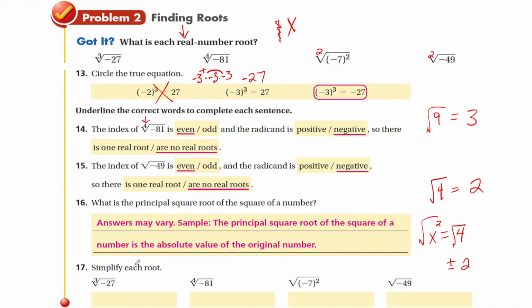All right? So let's simplify each root. The cube root of negative 27 will be negative 3, like we showed up here, because negative 3 times itself 3 times will give you negative 27. You have the fourth root of a negative 81, and since we're looking for the real solutions, we can actually just say no real roots. The square root of the negative 7 squared, that square will actually cancel out the square root, leaving us just with that negative 7, and the square root of a negative 49, very similar to that fourth root of negative 81, will have no real roots.